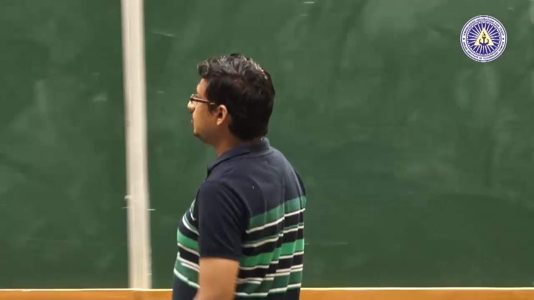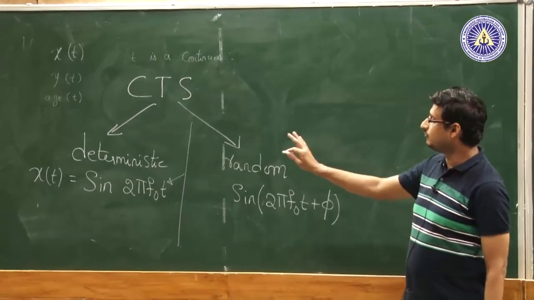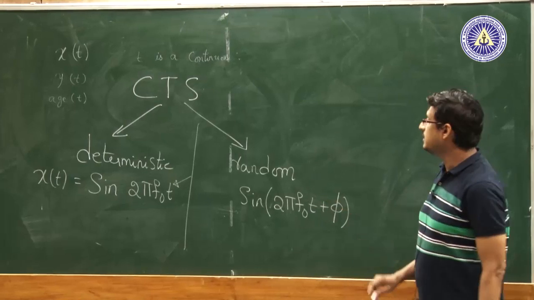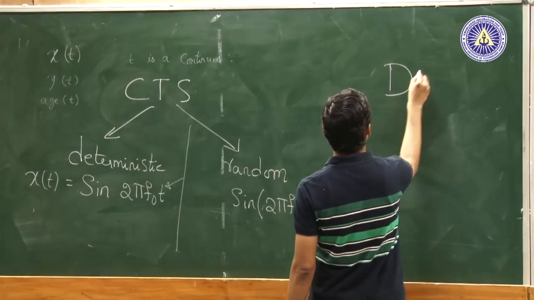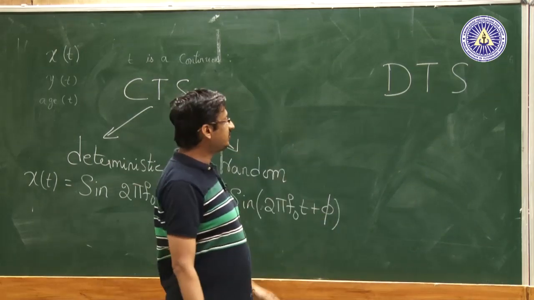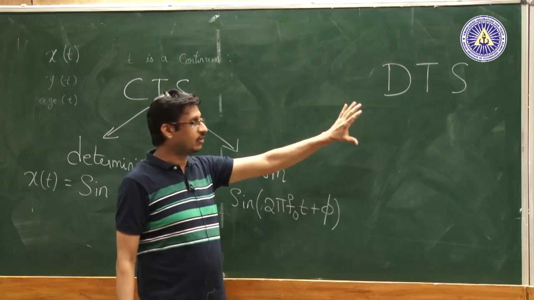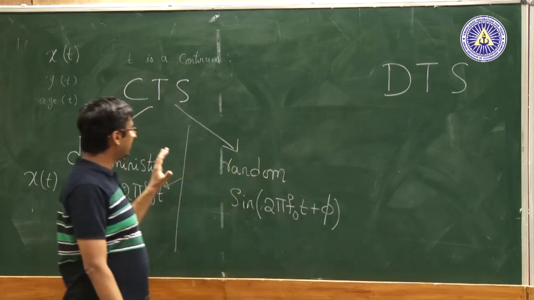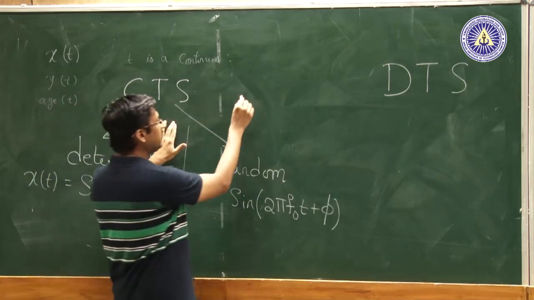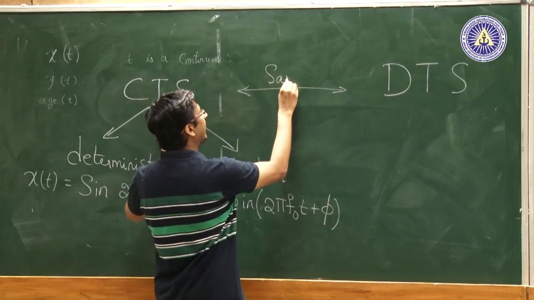So, we have discussed a major class of signals called continuous time signals, and in that we have looked at deterministic and random signals. Then there is another class of signals which we will call discrete time signals. These discrete time signals are usually, but not always, obtained by sampling a continuous time signal. So, the connection between a continuous time signal and a discrete time signal is called sampling.